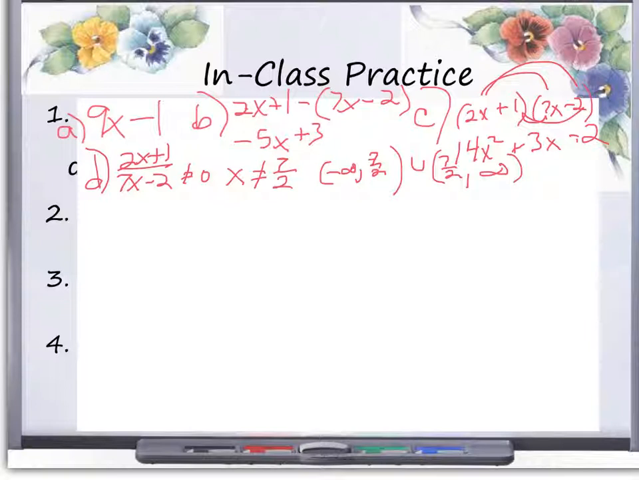Alright, number 2. Evaluate the function f times g of negative 4. So you can do it two ways. You can plug negative 4 into f, and plug negative 4 into g, and then multiply the outcomes. Or I can multiply the two functions, and then plug in negative 4. I like plugging the negative 4 in first. It's easier to deal with numbers.